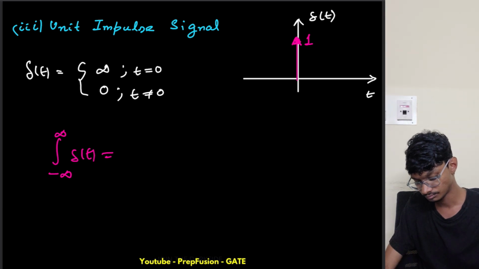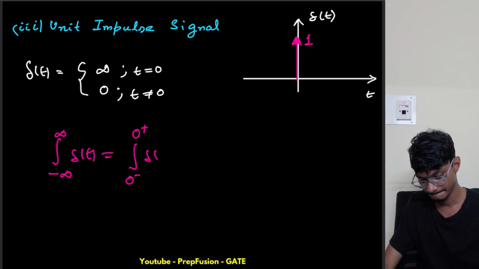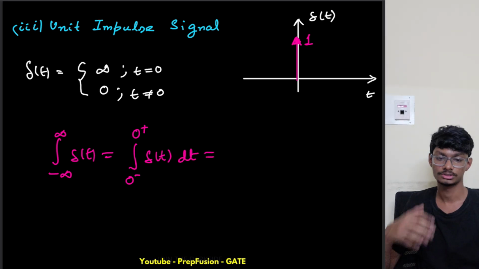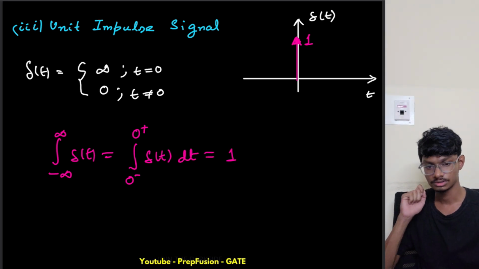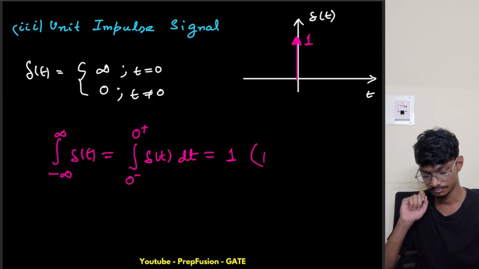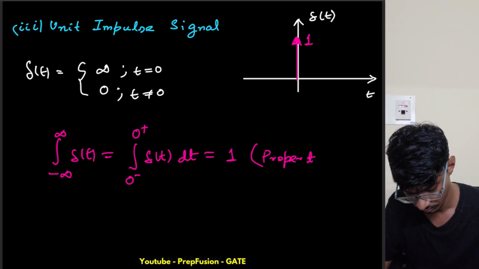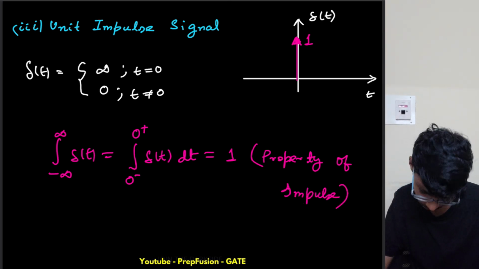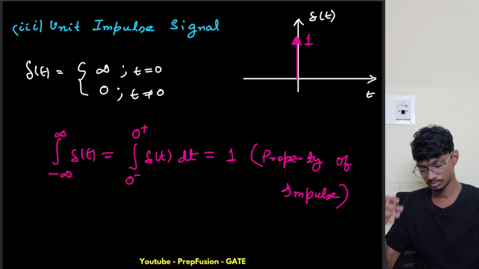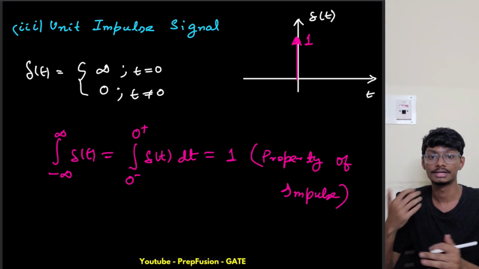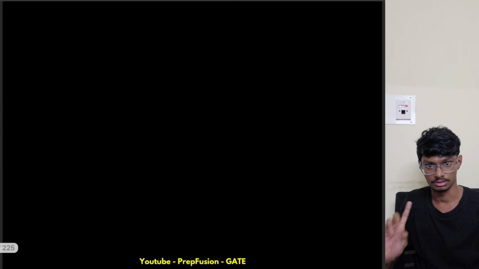So this is the area of the unit impulse. This is 1 only. This is the property of impulse. Now, what is the Laplace transform of this impulse function? Let us do that first.